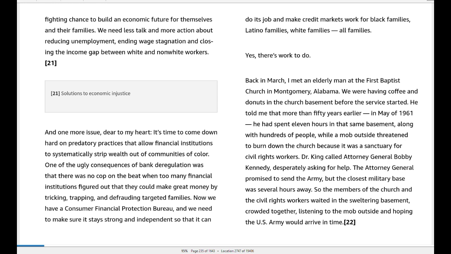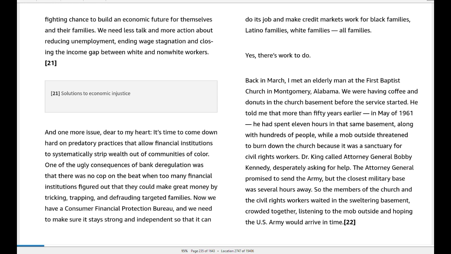Back in March, I met an elderly man at the First Baptist Church in Montgomery, Alabama. We were having coffee and donuts in the church basement before the service started. He told me that more than 50 years earlier, in May of 1961, he had spent 11 hours in that same basement along with hundreds of people, while a mob outside threatened to burn down the church because it was a sanctuary for civil rights workers.